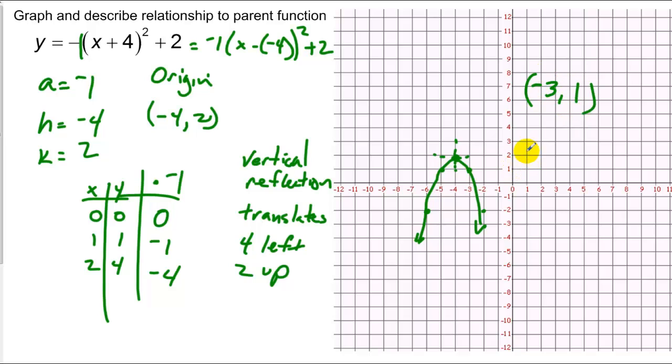Let's just plug that in. So I have the opposite of -3 plus 4 squared plus 2. That's -1 squared plus 2 gives me, what's that give me? It gives me a -1 plus 2 is 1. And I was trying to get -3 and 1, and that's what I got. Let's move to our next example.